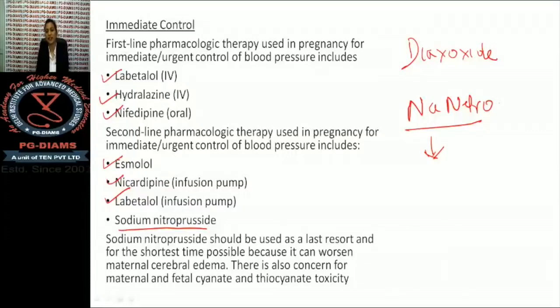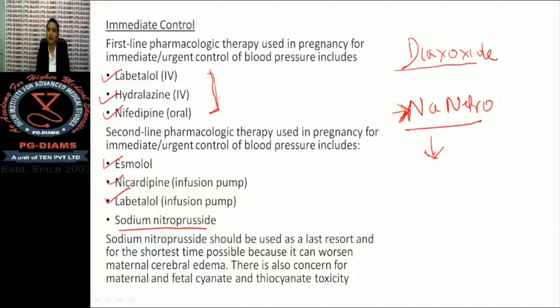Right now we need to treat hypertension. So sodium nitroprusside definitely is used. If other options are not helpful, if your other drugs have not been able to decrease her BP, you will use sodium nitroprusside. Cyanide toxicity only occurs after a long usage.